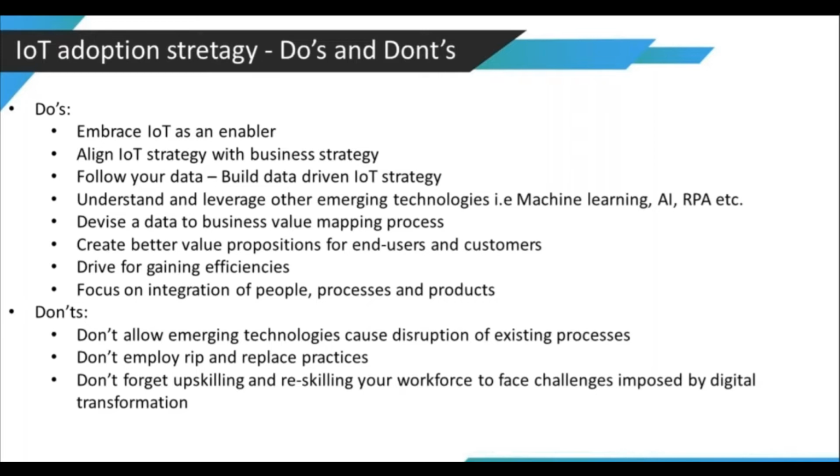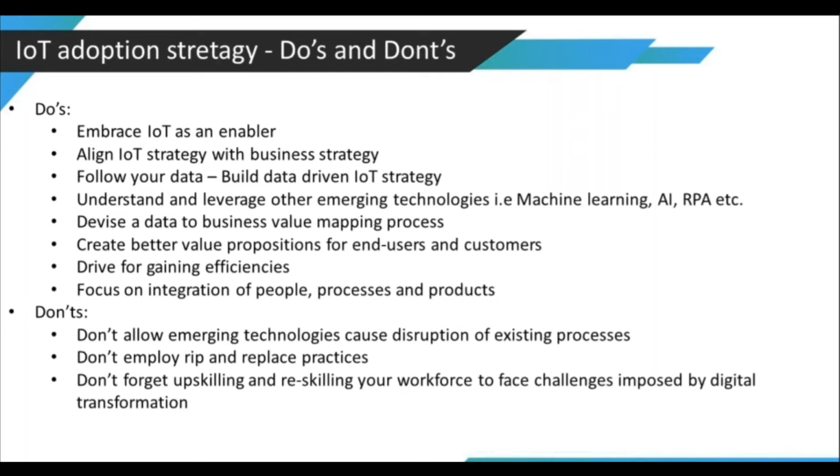When it comes to IoT adoption, IoT alone is not going to help you gain maximum out of your data. There are a few other technologies which have to be taken into consideration. For example, machine learning, AI, RPA, SDN. We have emerging telecom and communication technologies, and obviously data science. Now once you have decided to go for IoT, you will have to devise a data to business value mapping process, and we'll talk about this mapping process after a while.